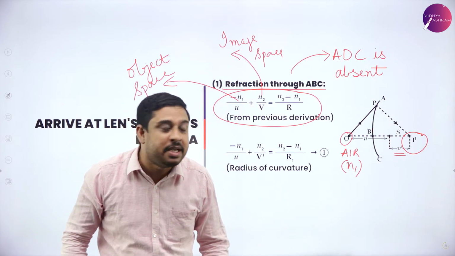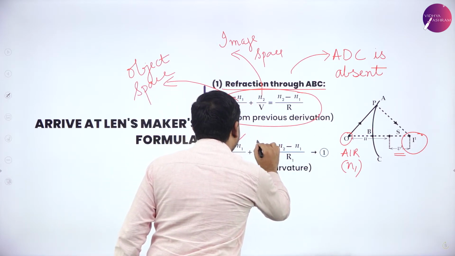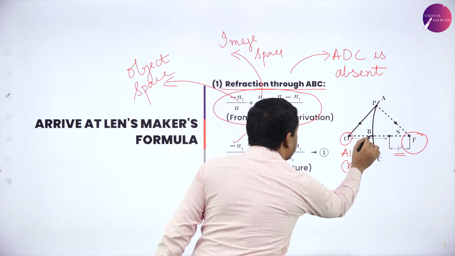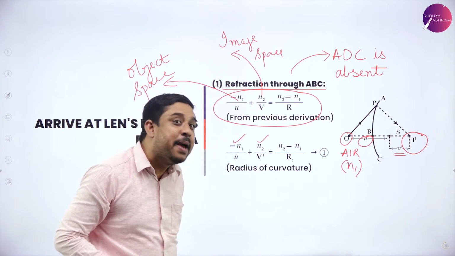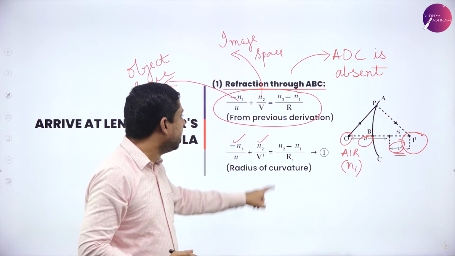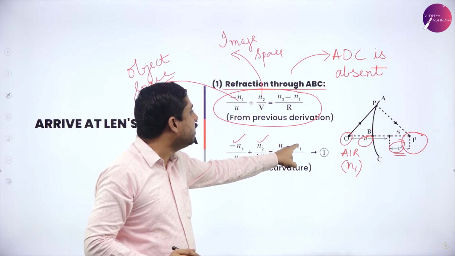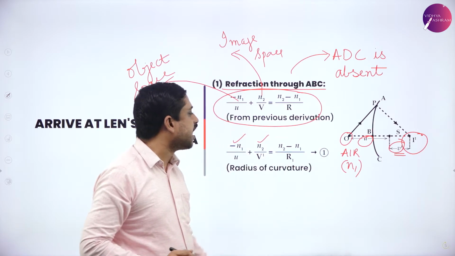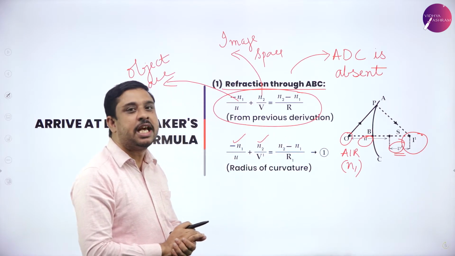So, who is forming the image? Lens of refractive index n2. U is the object distance. So, here object distance is u. V is the image distance. Now, image distance is v dash equals n2 minus n1, and the radius of curvature for the first surface is r1, and I call this equation 1.